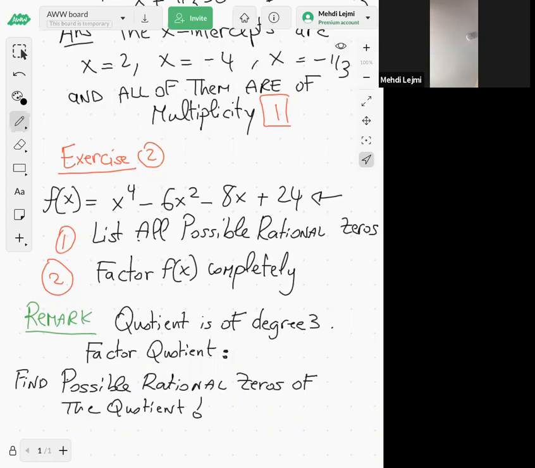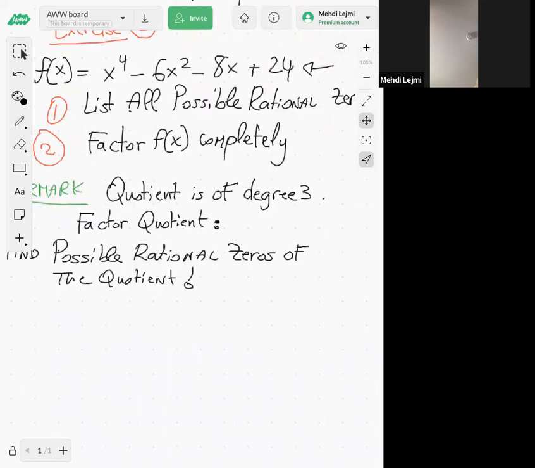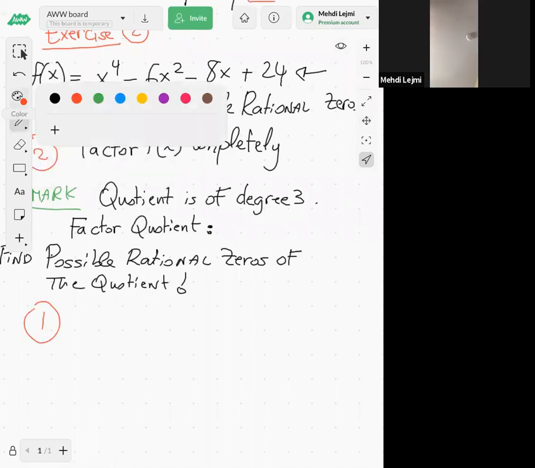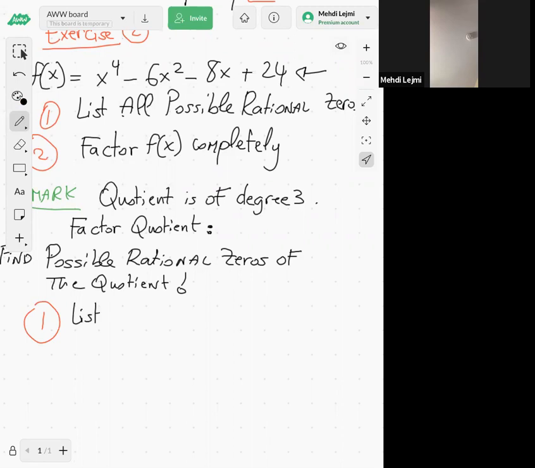Okay, guys, I'm sorry, we have just like 5 minutes. So I'm going to go over the exercise very quickly. This is similar to the previous one, but your function f here is of degree 4. First, you want to list all possible rational zeros. The constant is 24, and the leading coefficient is 1, so we have factors of 24 over the factors of 1.